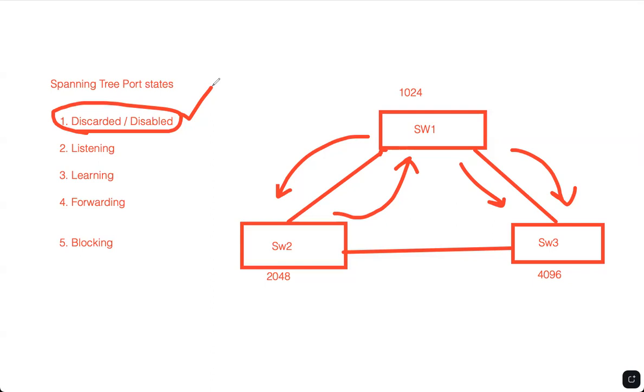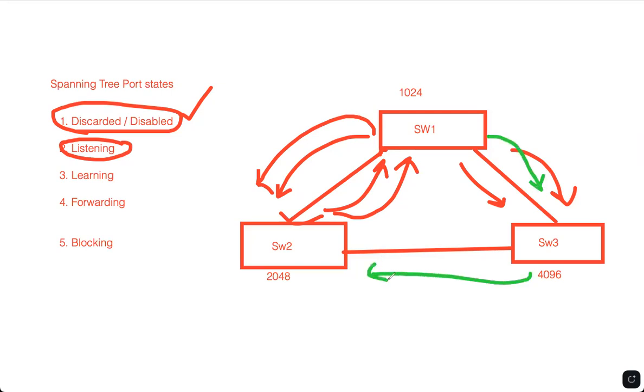So next step is the listening state. In the listening state, this switch will start sending its BPDU message and wait to receive the other BPDUs. This switch will send the BPDU, and this switch will send the BPDU. They all send BPDUs, but they wait for the other BPDU to be received on their side.